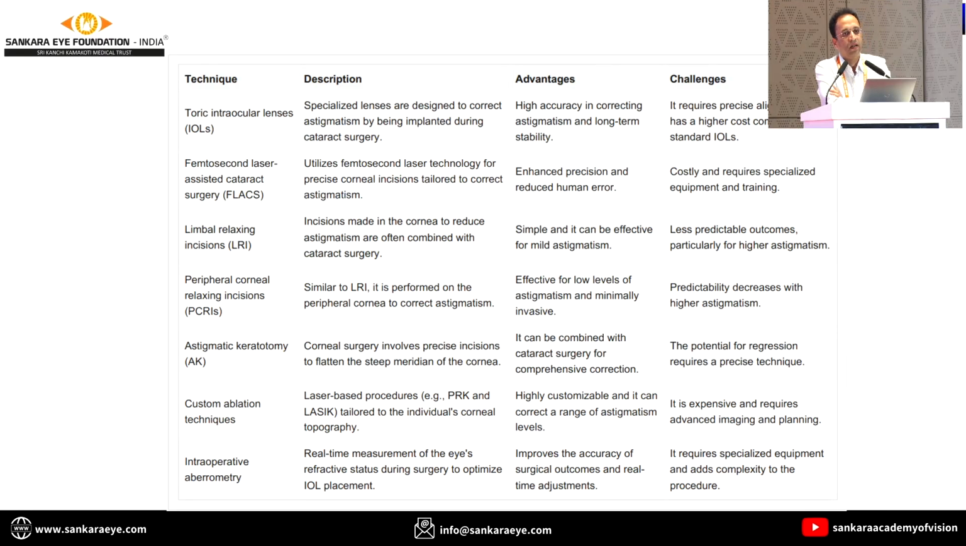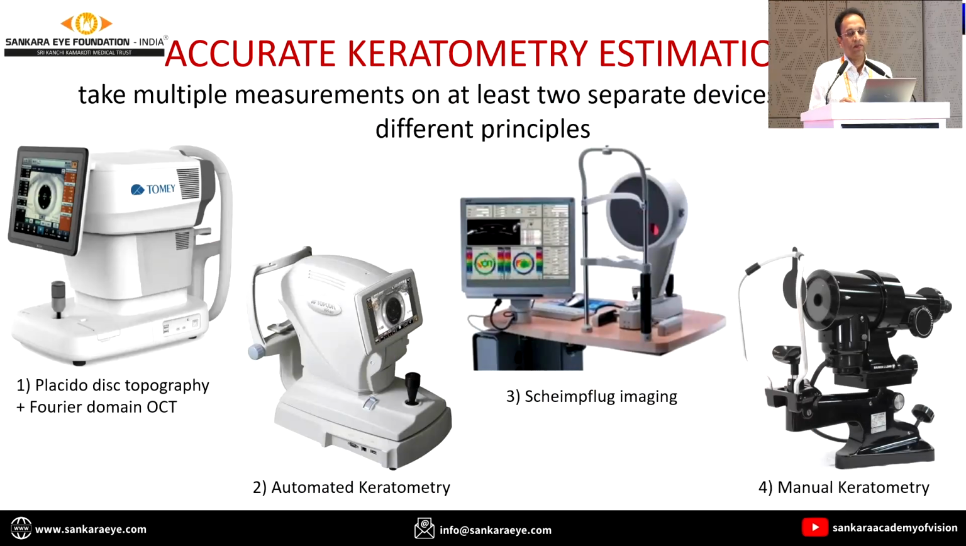And the emerging technology now is the intraoperative aberrometry, which does real-time phakic and pseudophakic refraction and gives feedback. Now, as my previous speakers have emphasized and re-emphasized, for any astigmatic correction, two things are very important. One is the amount of cylinder, the value of the cylinder, and the axis.